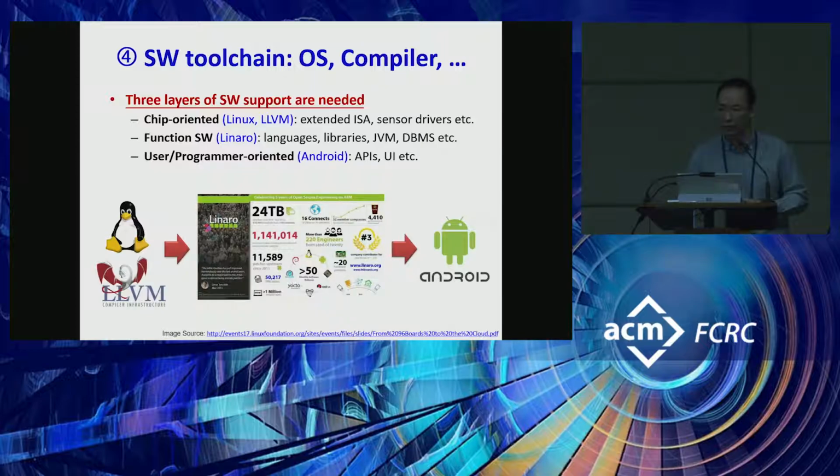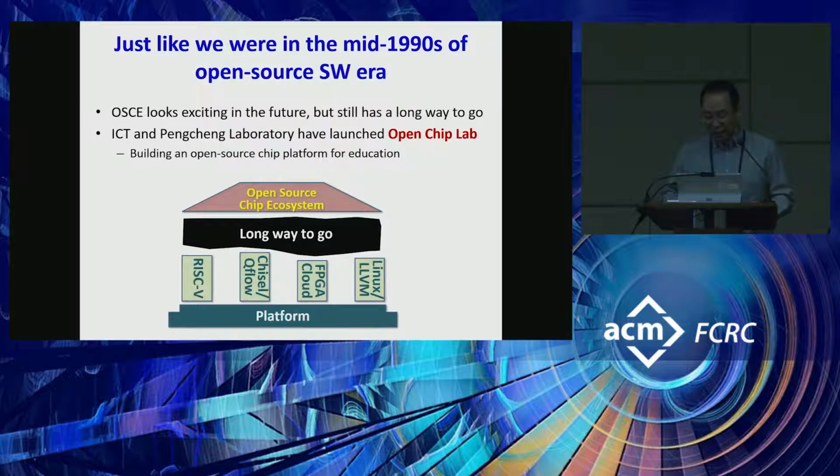This is very important for the future open source chip ecosystem. But today we still have an open source chip ecosystem like the open source software era of 20 or 25 years ago, in the mid-1990s. So it looks exciting in the future, but now there is still a lot of work to do. We still have a long way to go.